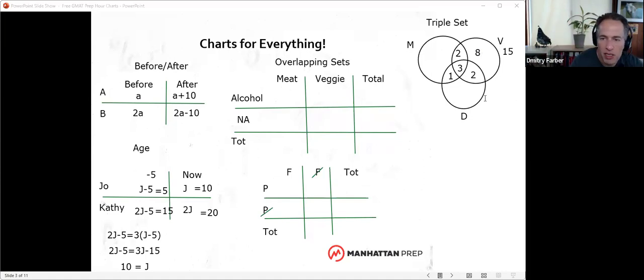Additionally, there might be a value outside the rings. Maybe it turns out that there are 5 people who didn't order anything, and so we have to think about if they give us a group total, does it include that?